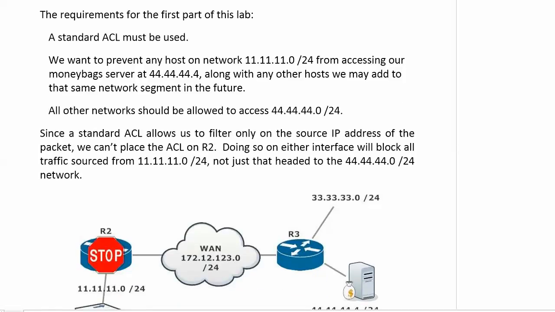First off, a standard ACL has to be used. Then we want to prevent any host on network 11 from accessing our moneybag/e-commerce server, along with any other hosts that we may add to that same network segment in the future. All other networks should be allowed to access the 44 network.